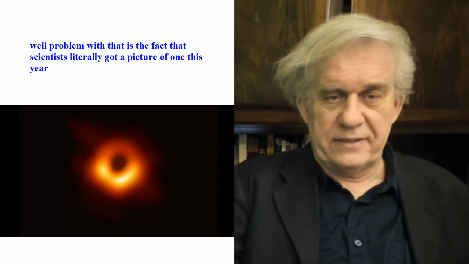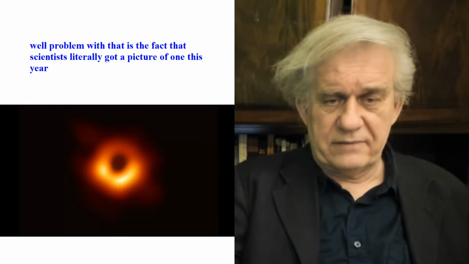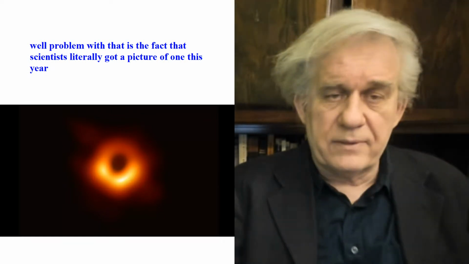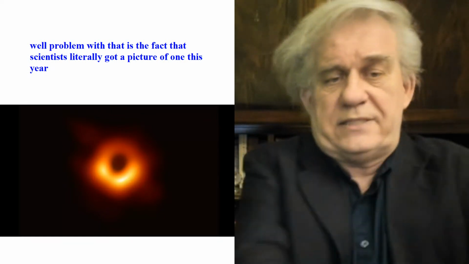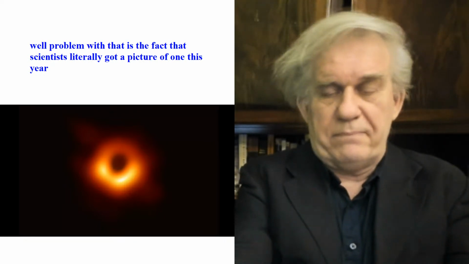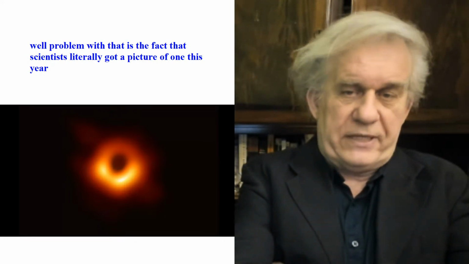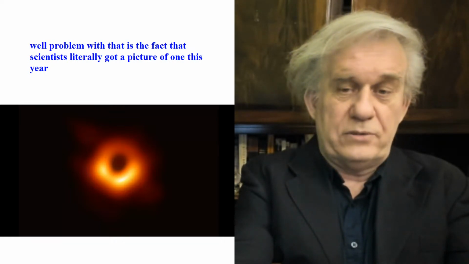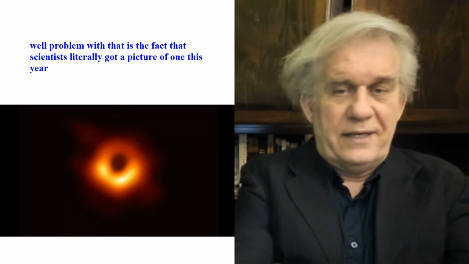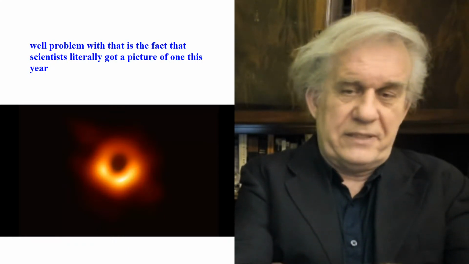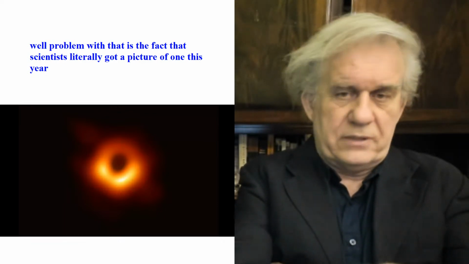Okay, here's another issue a fellow raises. He says, well, the problem with that is the fact that scientists literally got a picture of one this year. They're talking about black holes. He's saying that they got a picture of a black hole, and here I was saying that there are no such things as black holes, and he says, well, we got a picture of it. How can you deny that? It's like saying, what do you mean there are no unicorns? We got a picture of a unicorn.